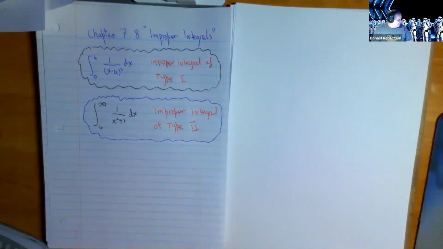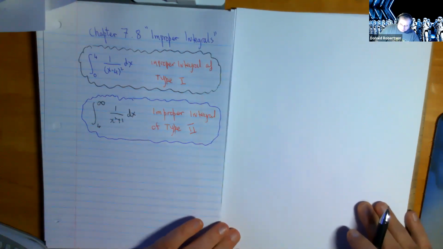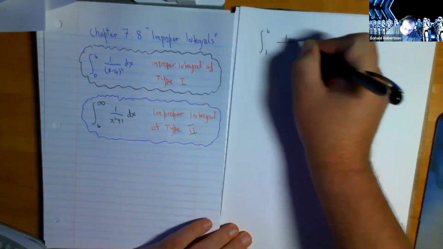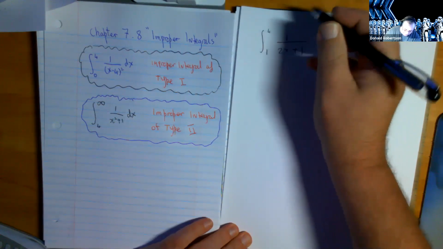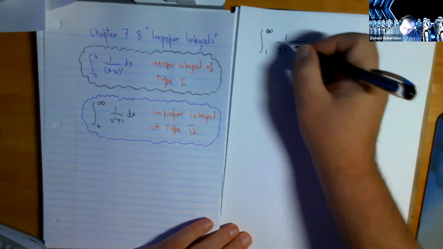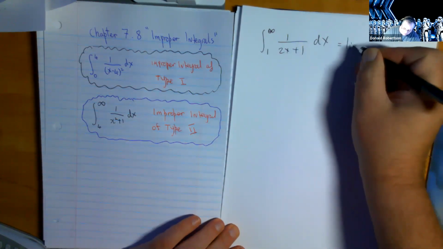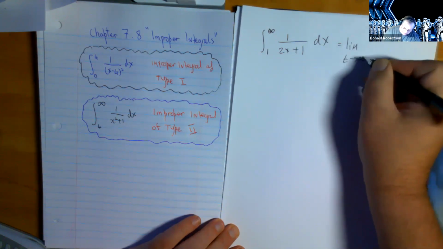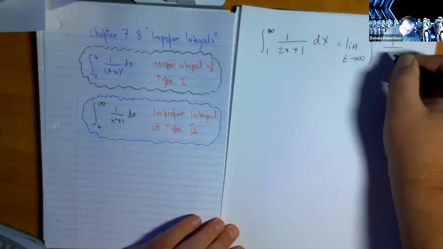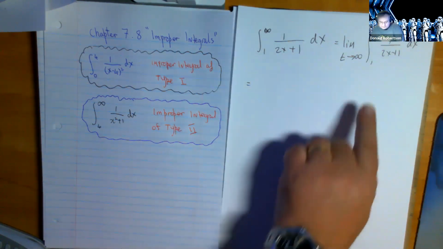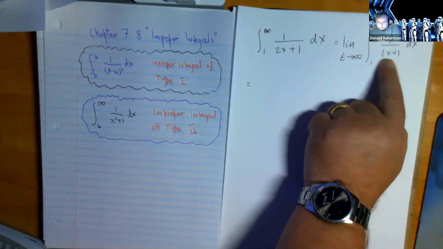So that's the situation with 1 over x cubes and 1 over cube roots. How about something that has logs in it? How about the integral from 1 to infinity of 1 over 2x plus 1? That's going to be the limit as t tends to infinity of this. Okay. How are you going to integrate this, 1 over 2x plus 1?